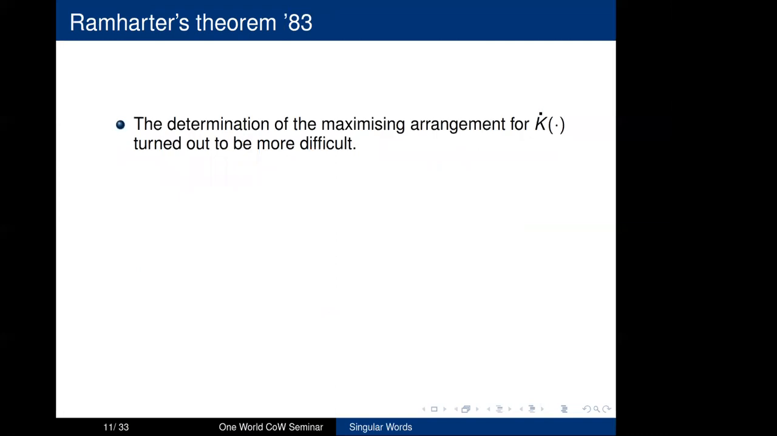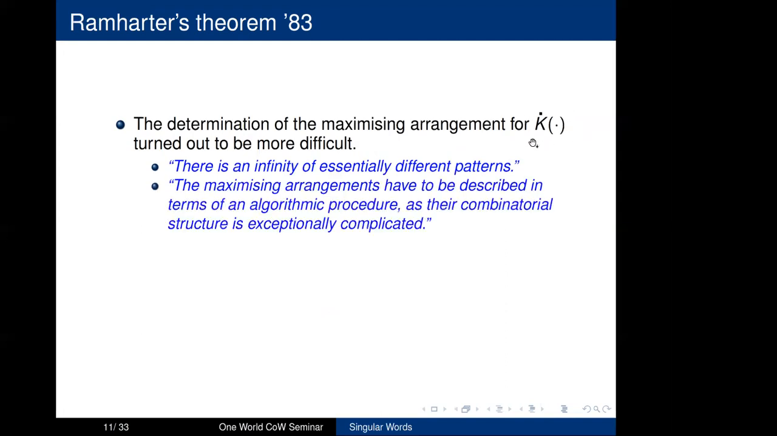So on the other hand, the determination of the maximizing arrangement for K dot turned out to be more difficult. Remember, he found the extremal arrangement for K and the minimizing arrangement for K dot, but he got a little bit stuck on the maximizing arrangement for K dot. So let me cite some passages from his paper. He notices that there is an infinity of essentially different patterns. So he's referring to the maximizing arrangement for K dot. The maximizing arrangements have to be described in terms of an algorithmic procedure, as their combinatorial structure is exceptionally complicated.